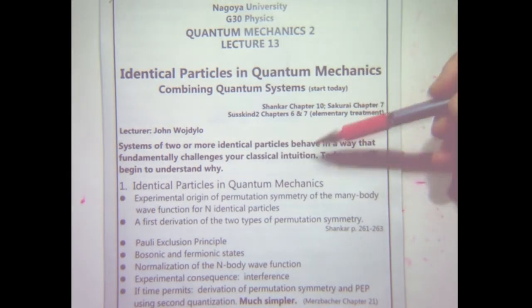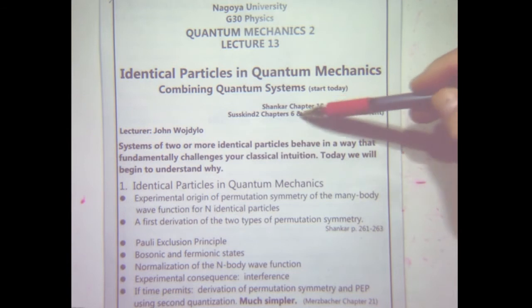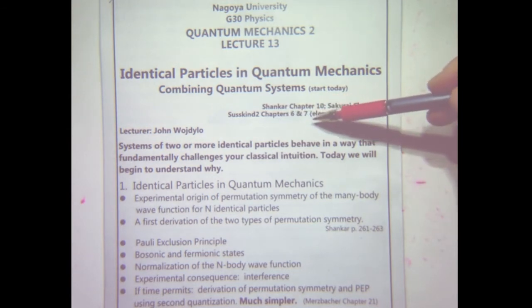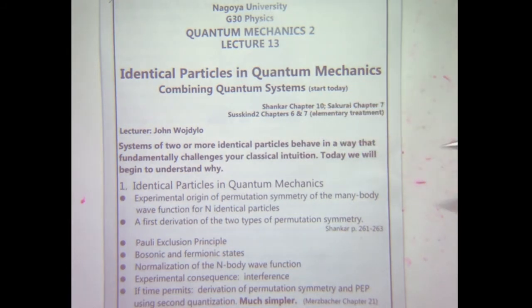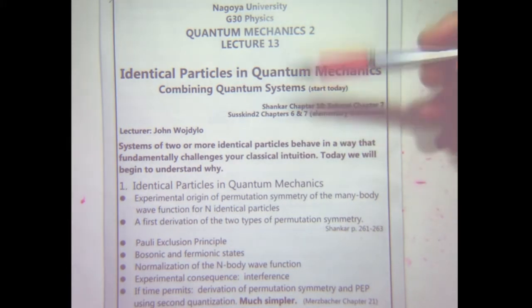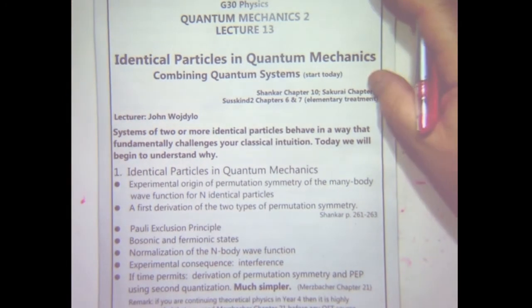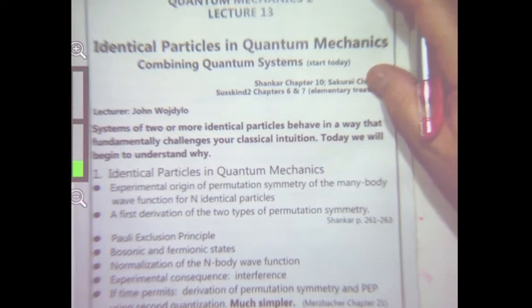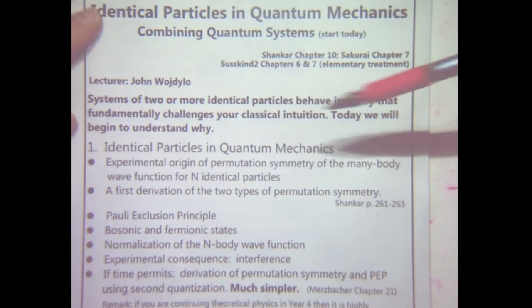And for the second part of today, it's Susskind 2, chapters 6 and 7, which you can also read for the rest of the semester, lecture 14 and lecture 15. But it's going to be supplemented as usual. So Shankar chapter 10 is the main reference for today. We're looking at systems of two or more identical particles.